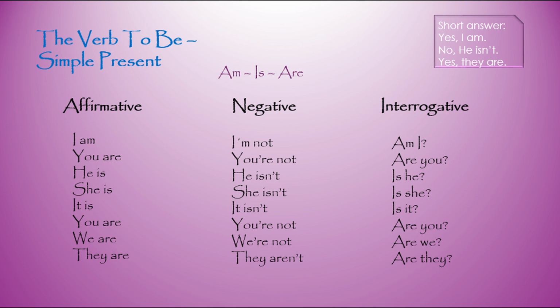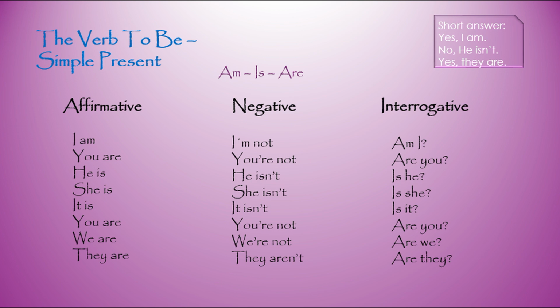The structure is easy. It is just subject plus verb be and complement. For example, I am happy today. You are a lawyer. She is at home. Not a big deal, really. To make negative sentences, you need to place the word not after am, is, and are.